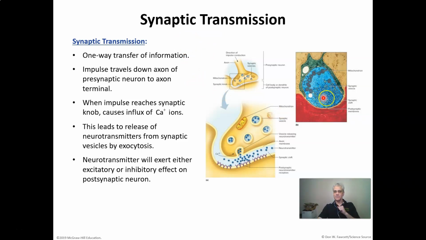But you notice over here, so this is a terminal bouton, as I've said, or an axon terminal, as it's usually called. At the end of it, there are going to be a lot of these tiny, tiny vesicles. These are called synaptic vesicles. Those vesicles have inside them neurotransmitter that is ready to go.